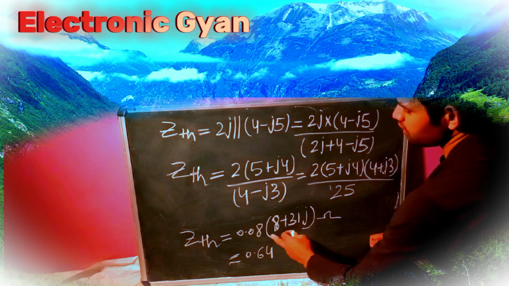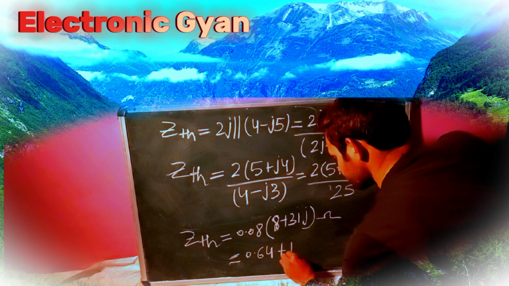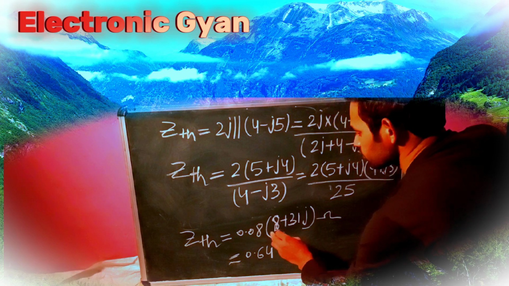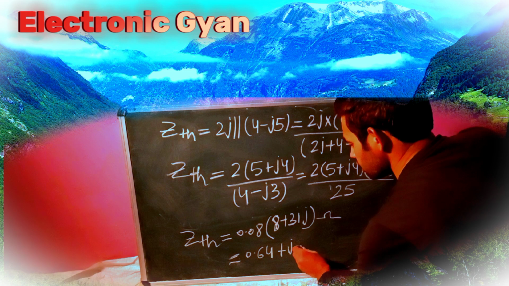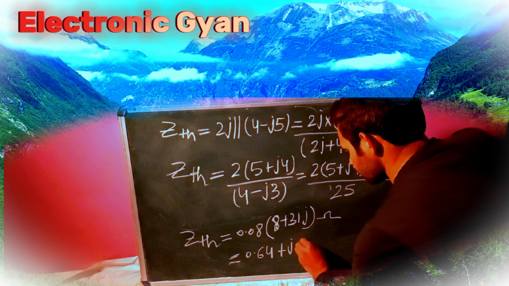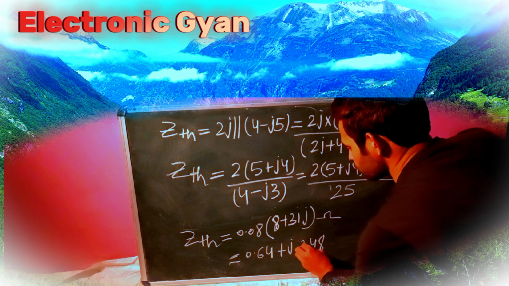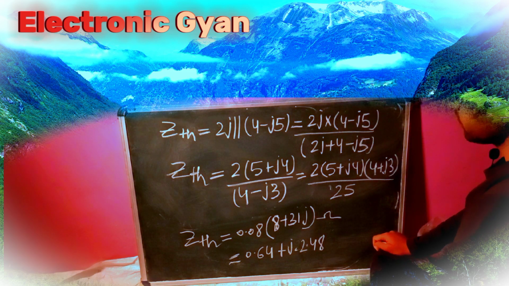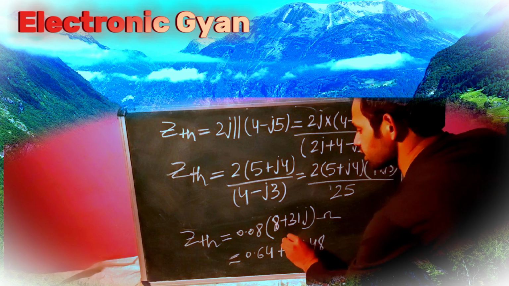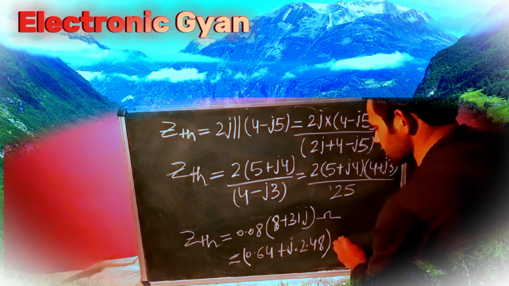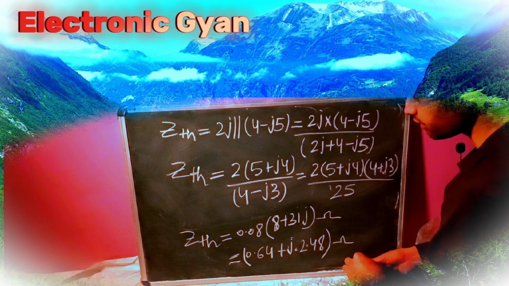So multiplying this inside, what we will get here, 0.08 into 8 is nothing but 0.64, and multiplying this with this number, 0.08 into 31 is 2.48. Yes, this is j 2.48. This is my Thevenin impedance that we get, 0.64 plus j 2.48.